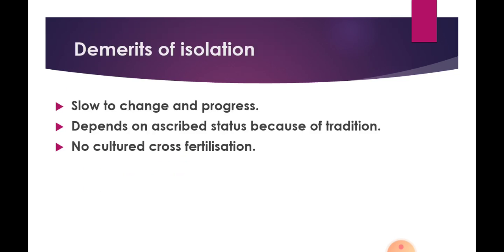Demerits of isolation. First demerit is slow change and progress. When a person is isolated, their progress is slow and they have no change or slow change. The second point is dependence on ascribed status because of tradition. Ascribed status means involuntary, something we cannot choose, like race. Third one is no cultural cross-fertilization; there is no culture and cross-fertilization occurring.